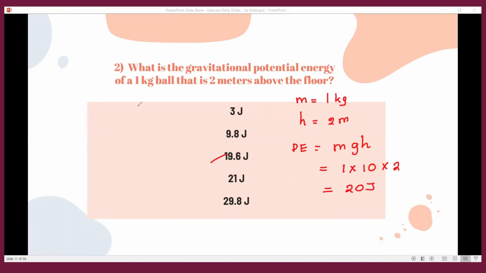And let's see why we do get 19.6. This is the approximated amount of gravity. If we are using the actual amount, the potential energy will be mgh, where m is 1 kilogram, gravity is 9.8, and height is 2. So yes, here we do get the same answer, which is 19.6 joules.